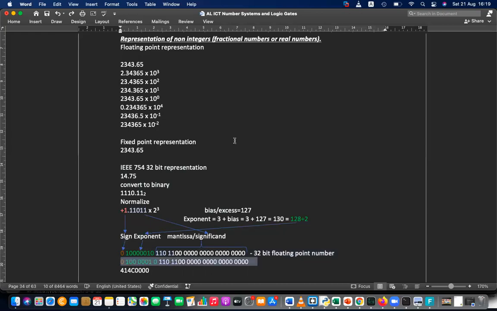Okay, please write down the representation of non-integers or fractional numbers or real numbers or floating point numbers. Then please write down this note. That is about the floating point representation part.